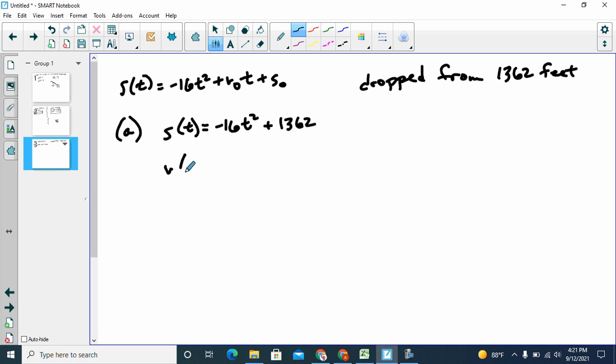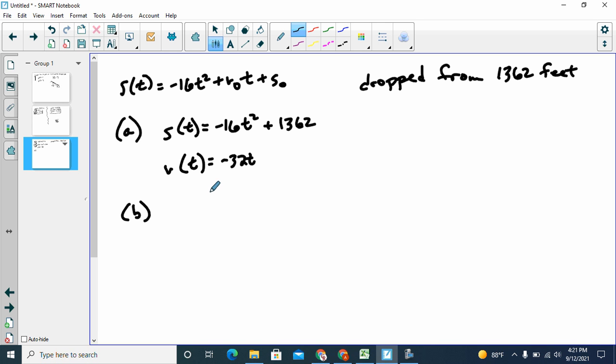To get the velocity function, velocity is the derivative of position. It's the rate of change of position. So I just need to take the derivative of this. So 2t times negative 16, that's negative 32t, and the derivative of any constant is 0. So there's part A.